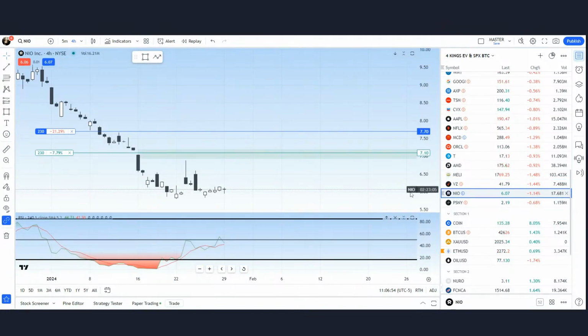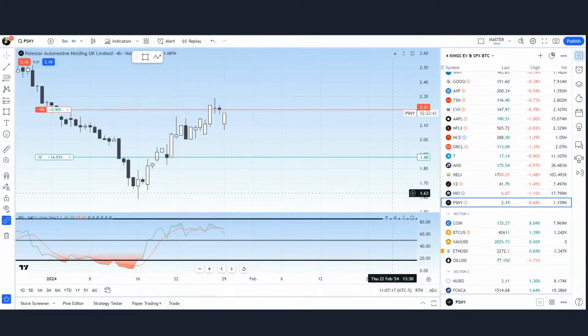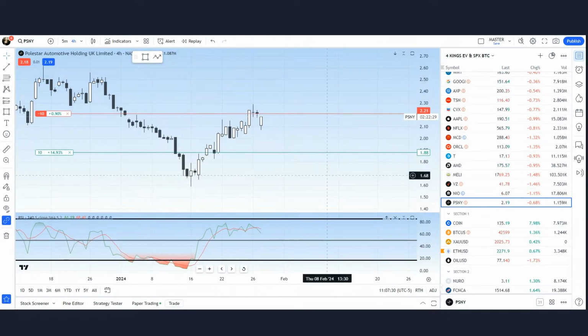And Nio, one of my favorite electric vehicle companies in China, struggling to go up. We're probably gonna see a big pull up into the upside after the FOMC on Wednesday. We're gonna see a lot of movement over there. Polestar also did a big move right here, waiting for the sell side because it's gonna come back, maybe take profit over here.